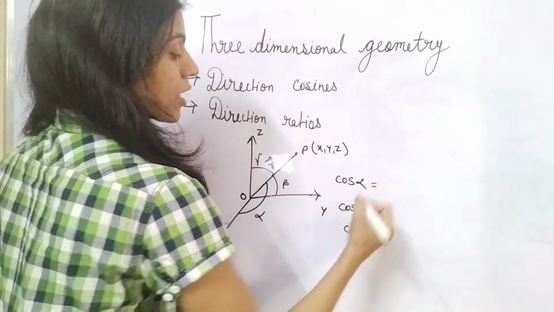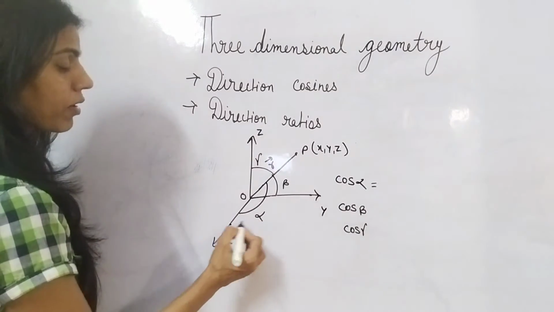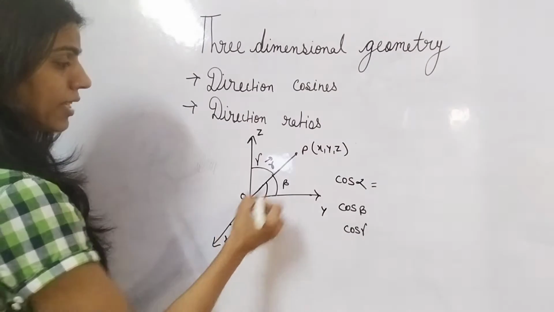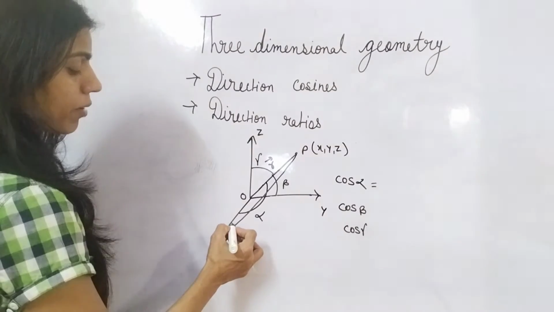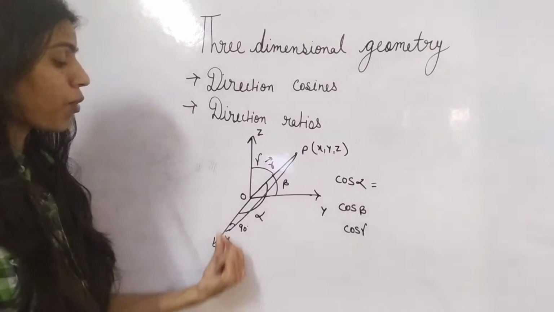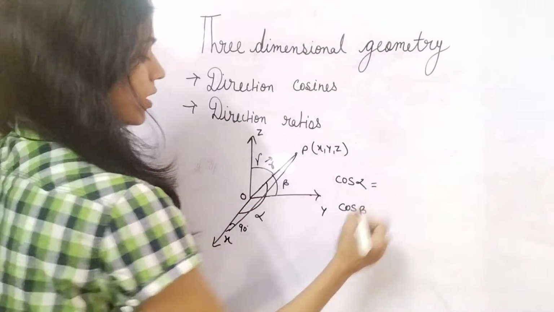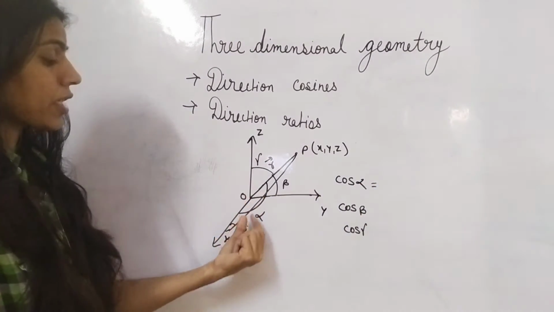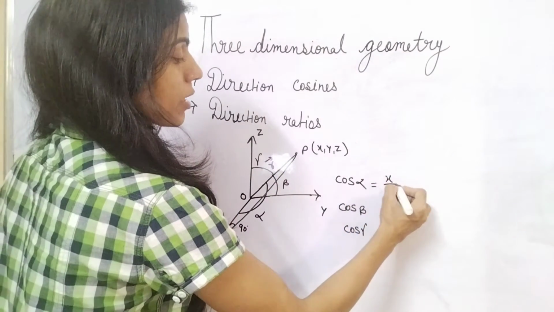And cos alpha is equal to what? If I want to write this cos alpha, then what will we do? Suppose I take a perpendicular from P onto this x axis, and this perpendicular means this angle will be 90 degree, right? Then this triangle is what? A right angle triangle, and we can write cos alpha as base upon hypotenuse, right? So base is x, and hypotenuse is r, so we can write x upon r.